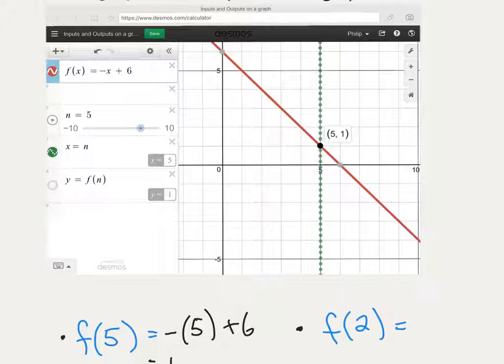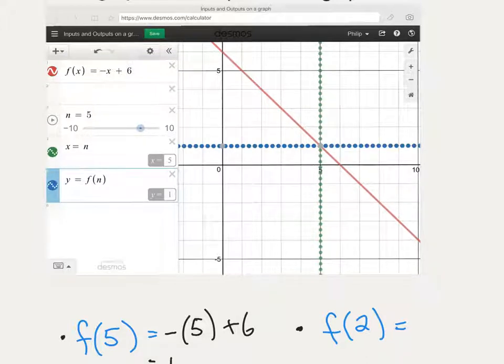If we don't have Desmos, once I find that point, I draw in a horizontal line, this blue line, and I ask myself, where does that meet the y-axis? If I have an input of 5, then the y-coordinate that corresponds to that is going to be 1. And that's how we get this ordered pair, (5, 1).